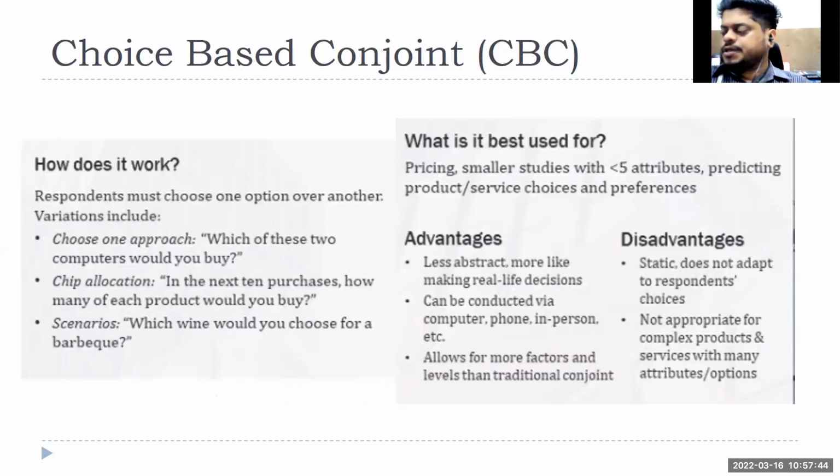So choice-based conjoint is much more preferable whenever you have fewer than 5 attributes. Otherwise, what will happen? Many more choices, many more product options will appear. Customers will get bored. The customer is not going to answer all of those choices, right?